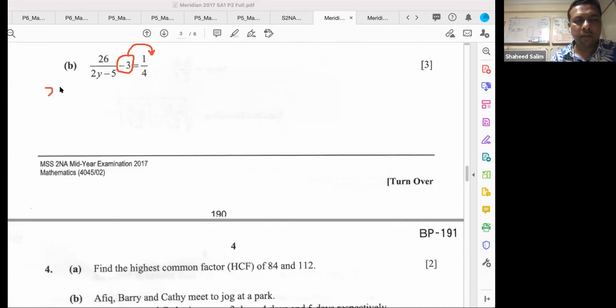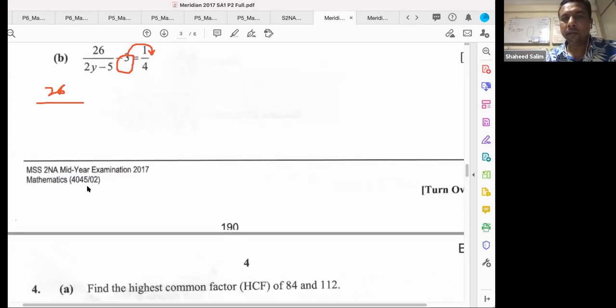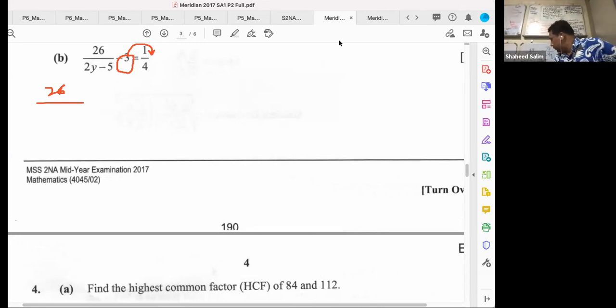Okay, you get 26 over 2y. Ya Allah, what is this? So yeah, I use the board. I write on the board, otherwise it's too confusing. So I'm using my fingers to... Hold on, I copy the question first. 26 over 2y minus 5, then minus 3 equals to 1/4.